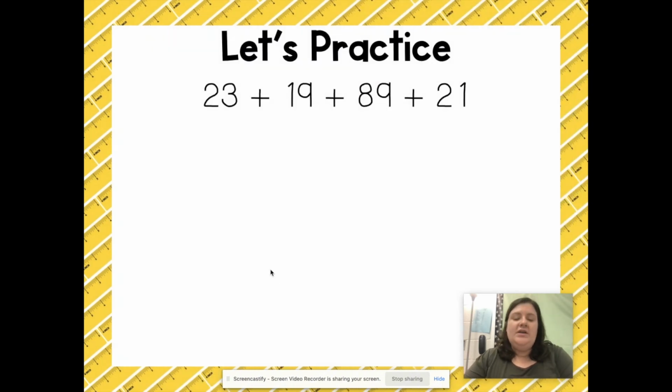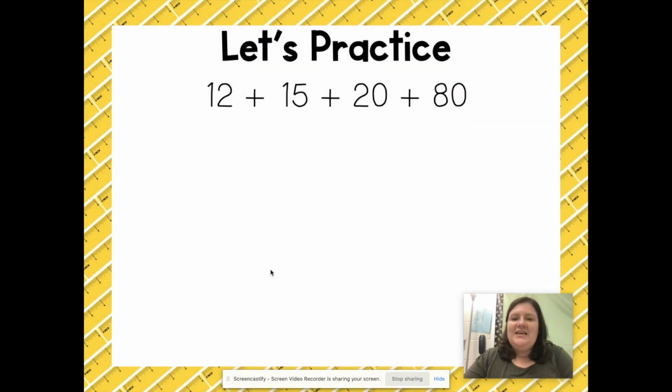We have 23 plus 19 plus 89 plus 21. Again, using a sheet of notebook paper or whiteboard, I want you to work out these problems together using whatever strategy is best for you. All right, let's go over our answer. For 23 plus 19 plus 89 plus 21, the correct answer is 152. Did you get it correct? Fantastic. One more, boys and girls.